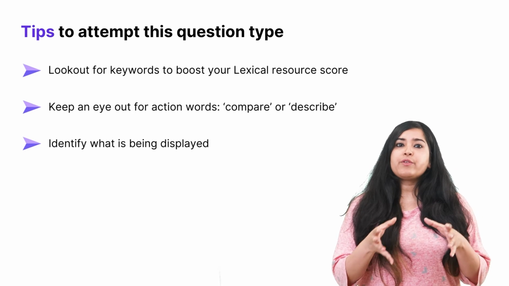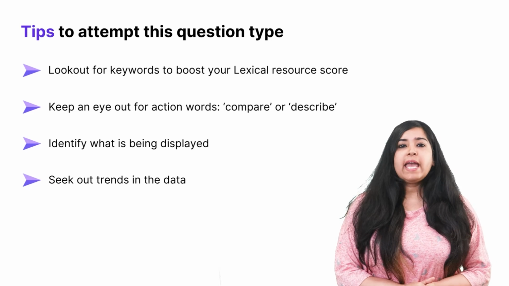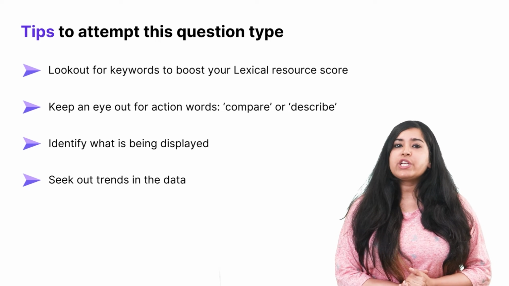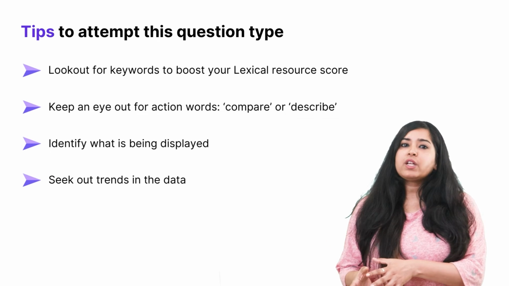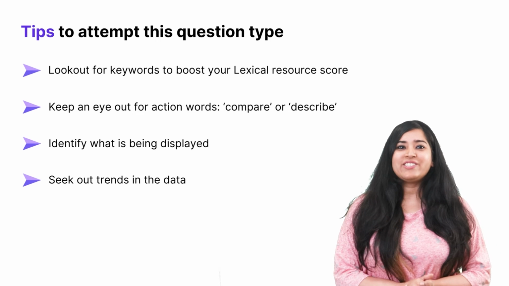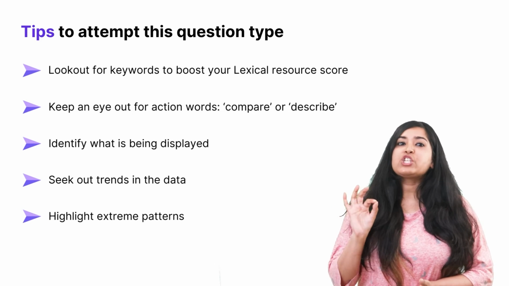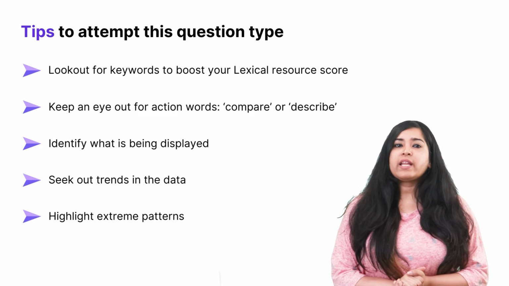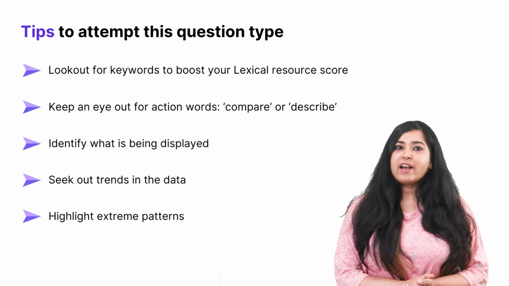When it comes to looking out for major features, seek out the trends. Any major features that involve trends or changes over time work, and this could include things like increases, decreases, fluctuations, or patterns. Also, highlight the extreme patterns. This will help you when it comes to including it in your overview paragraph.